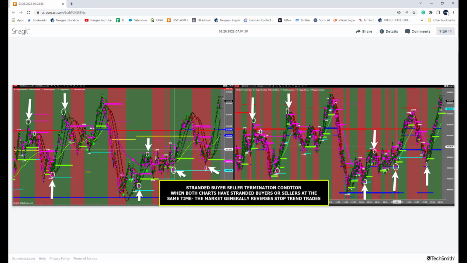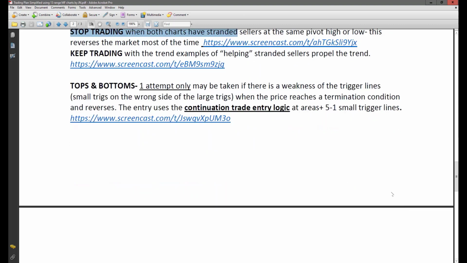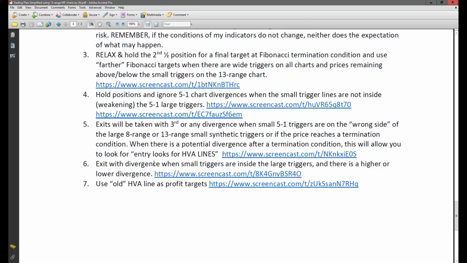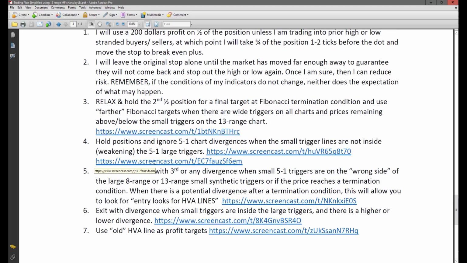It's not that I won't take a trade if there's stranded buyers or sellers. I'll just manage that trade a little bit differently. So I'll take it to management here. So let me find it for you.